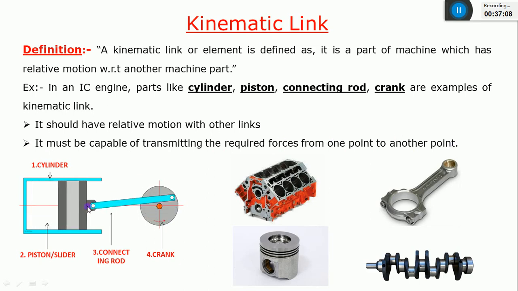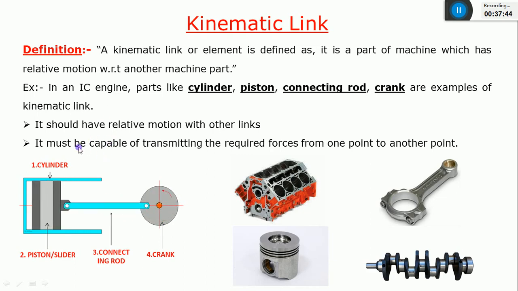It means the purpose of using this kinematic link is to transfer the forces. It means there should not be any deformation. When you want to transfer the forces, there should not be any deformation in the piston rod. Otherwise, you will not be able to transfer the desired motion. While transferring the motion, the connecting rod should not bend. It should not break. It means it must be capable of transmitting the required forces from one point to another point. Okay, these are the 2 conditions.